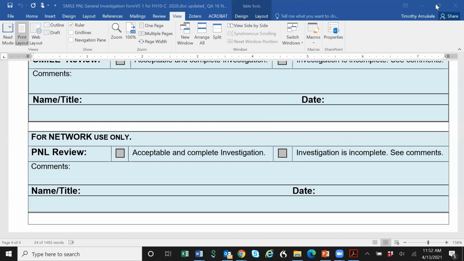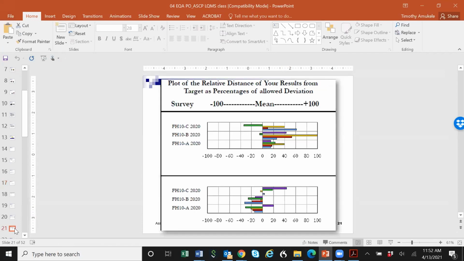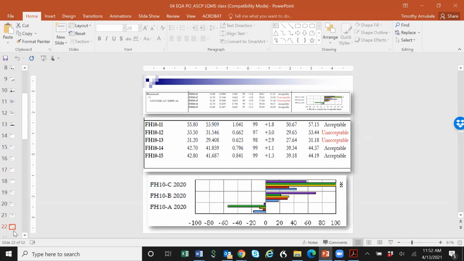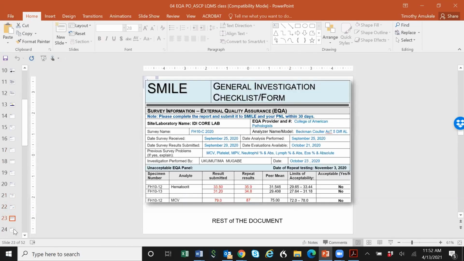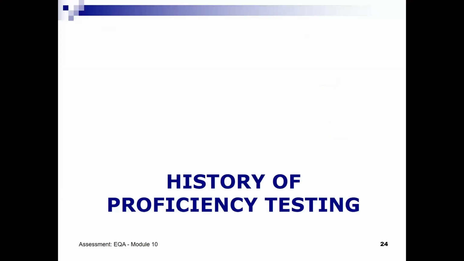Awesome. So we have gone through what EQA is, and what proficiency is. We spent a lot of time talking about proficiency testing. And now I'm going to switch gears a little bit. This is a little bit of a risk, but I think it will be useful. To talk about the history of proficiency testing.